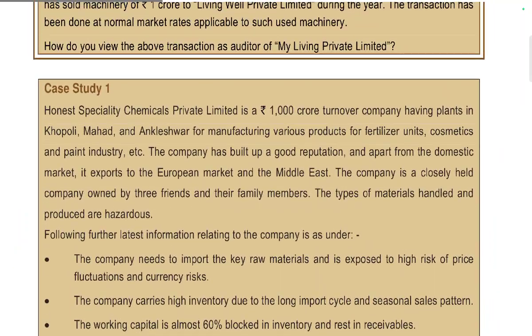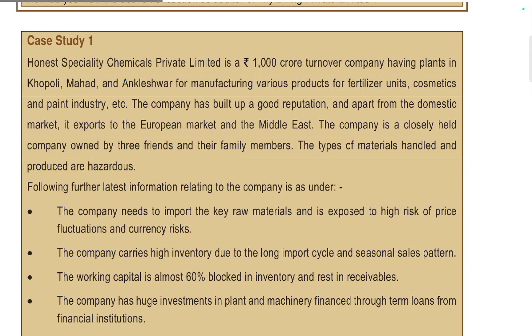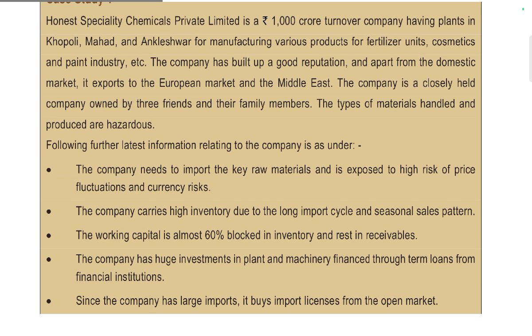Case study. Honor Specialized Chemical Private Limited, a 1,000 crores turnover company, has a plant in Ankleshwar and manufactures various products for the fertilizer, cosmetics, and paint industries. The company has built a good reputation. Apart from the domestic market, it exports to the European and Middle East markets. The company is closely held, owned by three friends and family members.